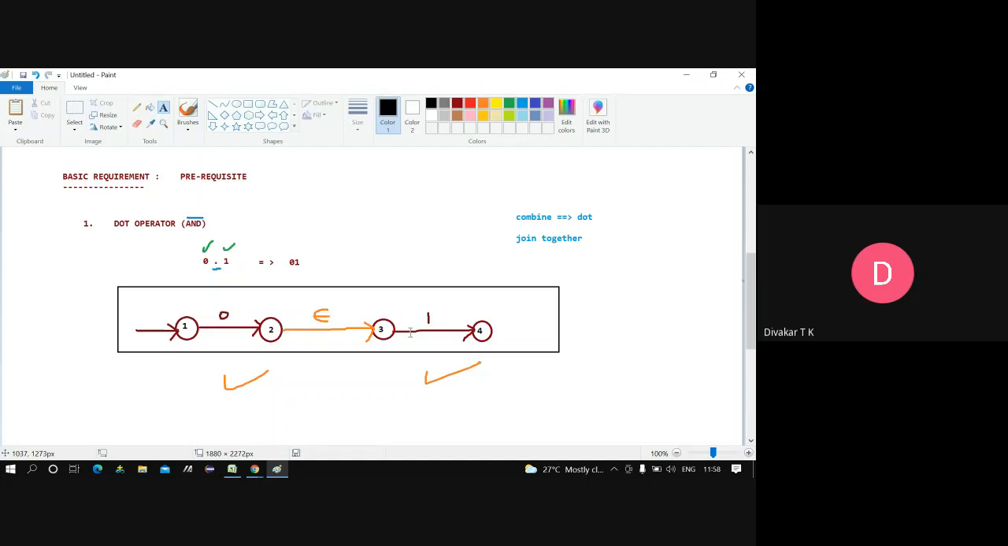This is what you are supposed to understand, guys. Now, whenever you start here, you have to end it here. So this is the ending state here.